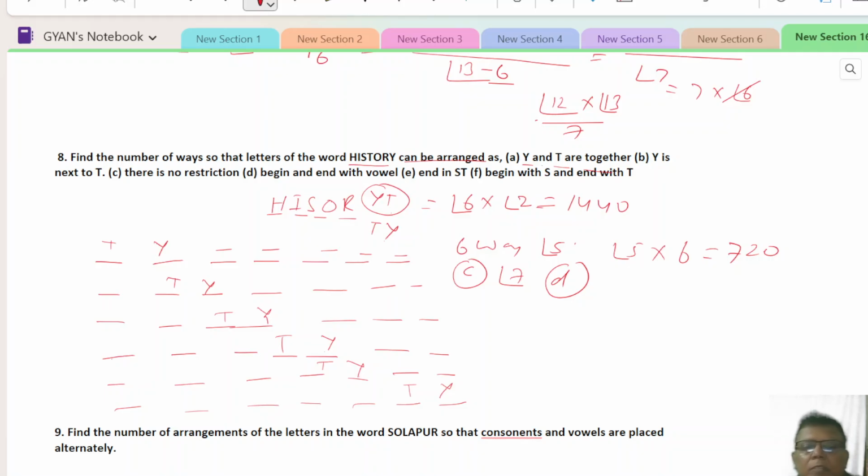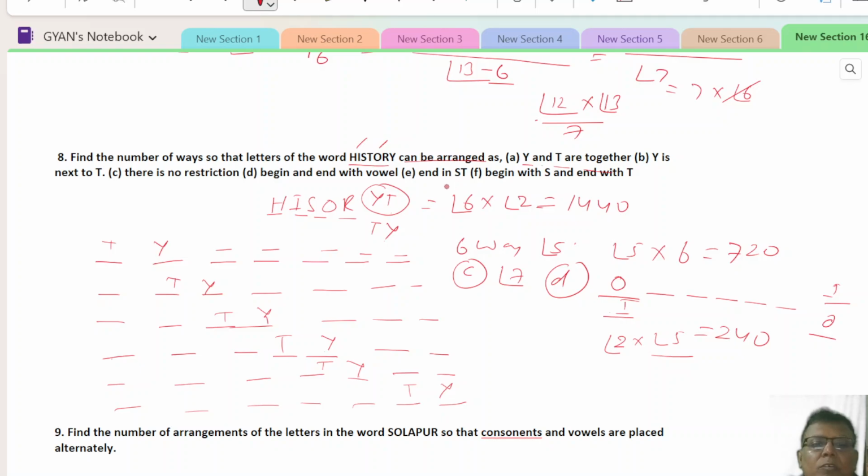Begin and end with a vowel. So the beginning and end are fixed. How many vowels are there? Only 2 vowels are there. So 2 vowels can be written as O and I or I and O. So 2 ways, and the remaining 5. So factorial 2 into factorial 5. So the answer is factorial 2 into factorial 5, that is 240.